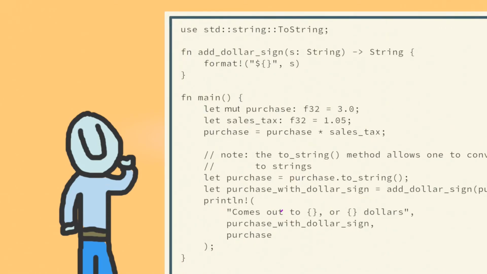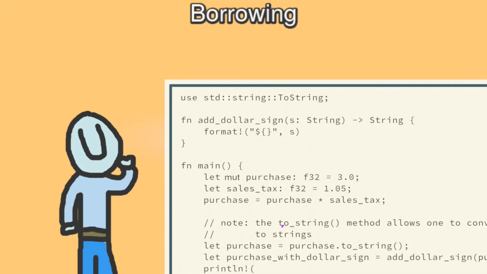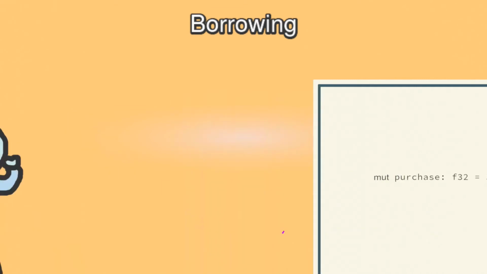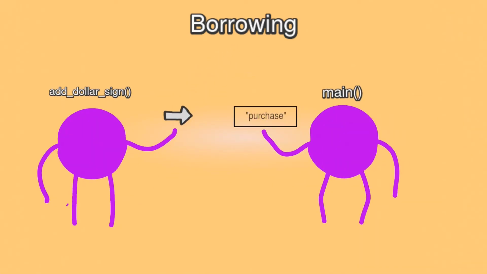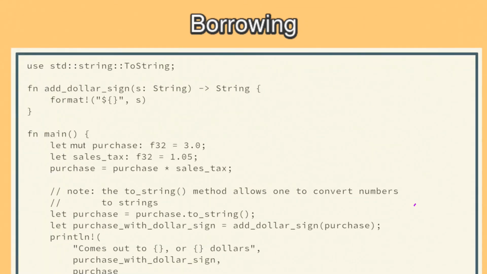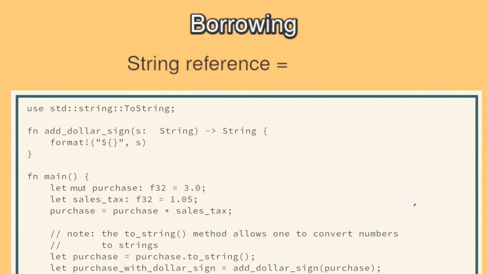Okay, but that doesn't tell us how to solve this problem. The answer is to borrow it by creating a reference to it. This tells the program that we're not sending the actual data to the new function, just a pointer to it. The function can consume this pointer without actually consuming the data it points to. We do have to modify the dollar function to use references. The type of a reference is just an ampersand, followed by the type that it points to.